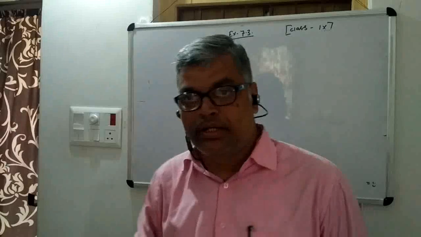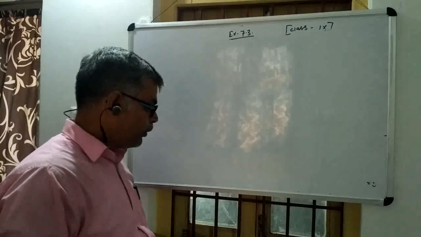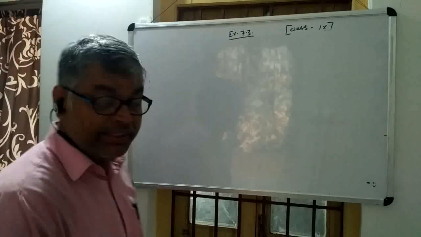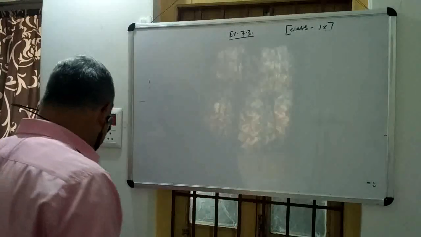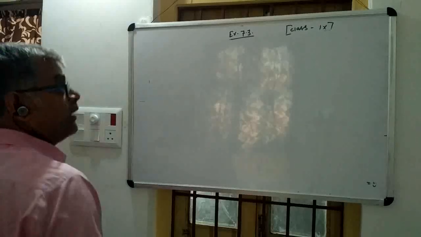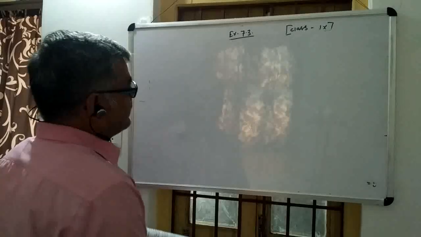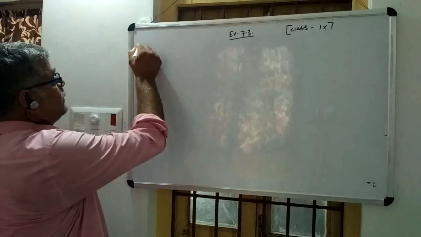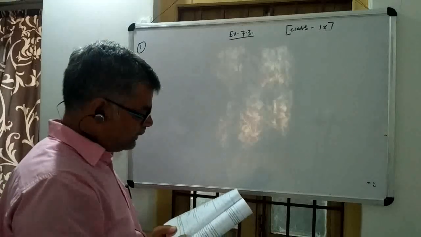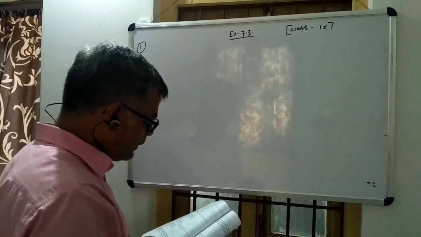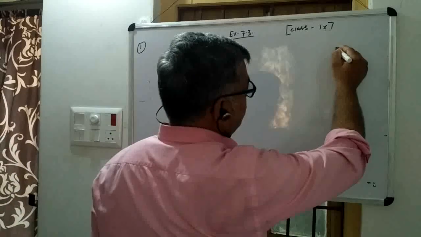after completing exercise 7.2, today I am going to start exercise 7.3, and today you will see a few questions from exercise 7.3. The first question from this exercise is question number 1. Question number 1 is: ABC and DBC are two isosceles triangles on the same base. First, draw the figure.